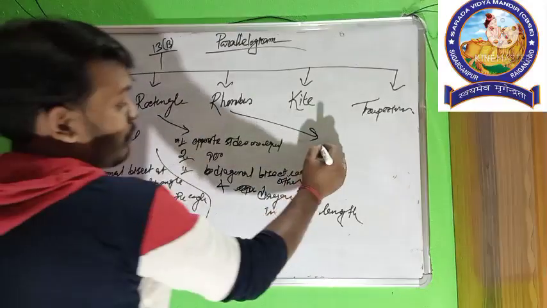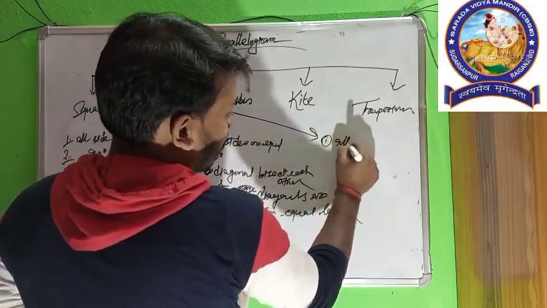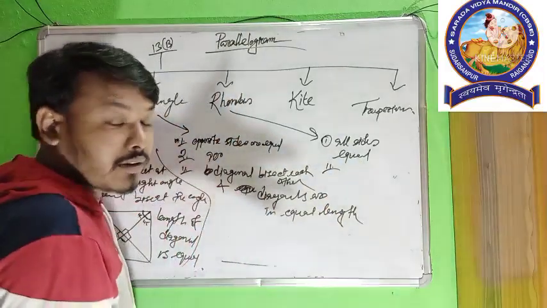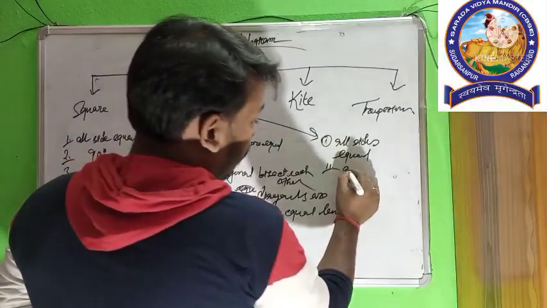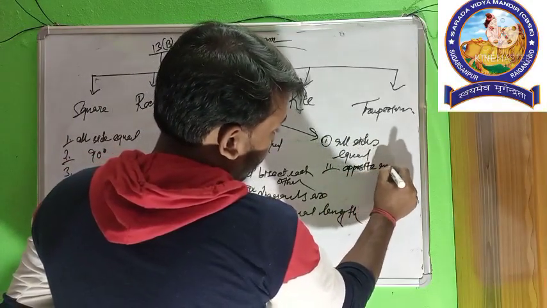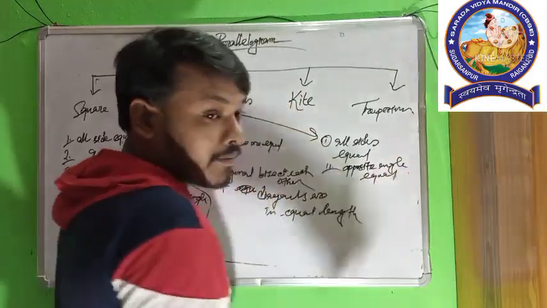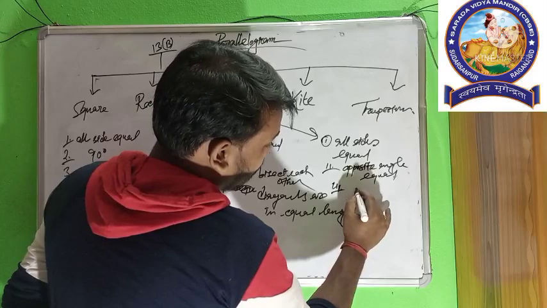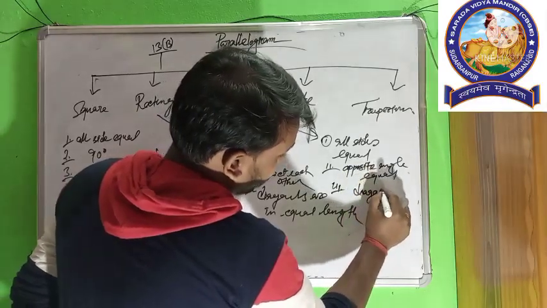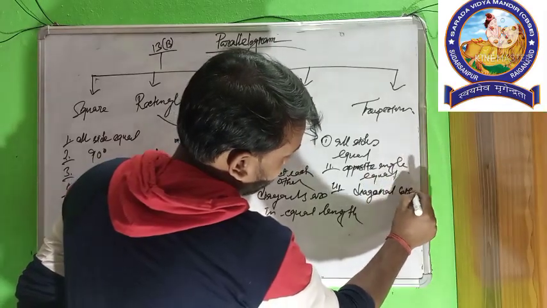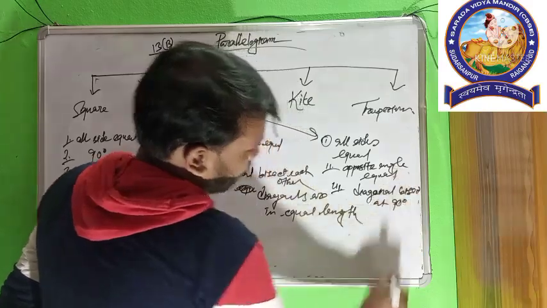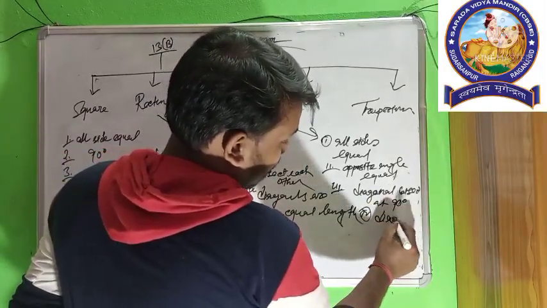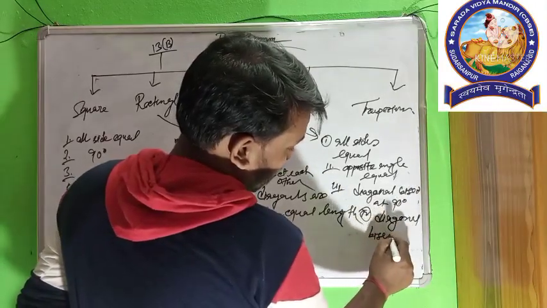Properties of a rhombus: first, all sides are equal. Second, here all angles are not 90 degrees, not equal, but opposite angles are equal, same as a parallelogram. The sum of adjacent angles is 180, and here also the diagonals bisect each other at 90 degrees, at right angles. Fourth, here also the diagonals bisect the vertex angles.